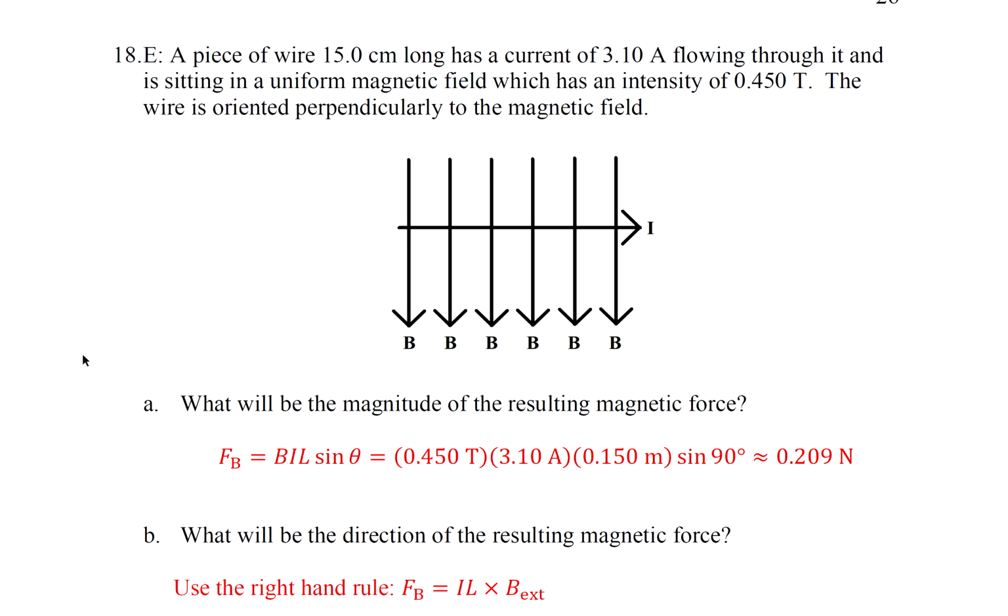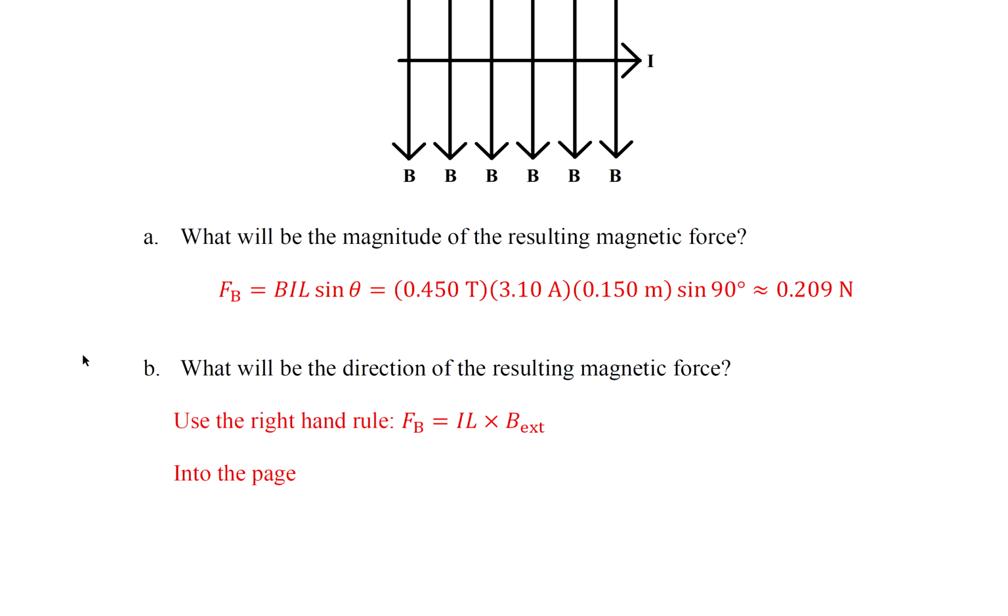Question 18. A piece of wire 15 centimeters long has a current of 3.1 amperes flowing through it and is sitting in a uniform magnetic field which has an intensity of 0.45 Tesla. The wire is orientated perpendicularly to the magnetic field. What will be the magnitude of the resulting magnetic force? Use the equation BIL sine theta. What's the direction? It's going to be into the page.